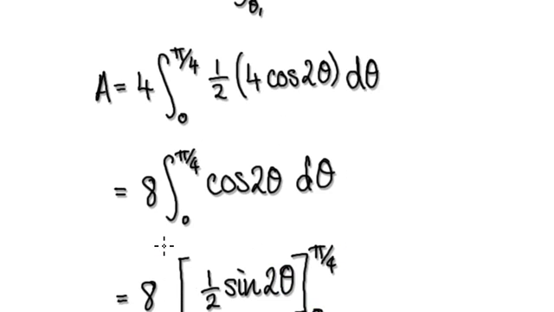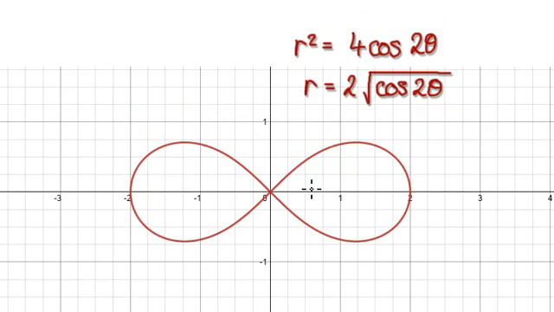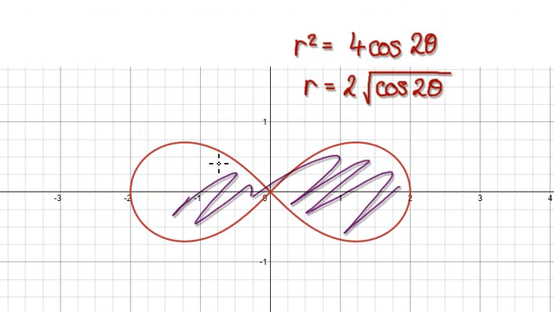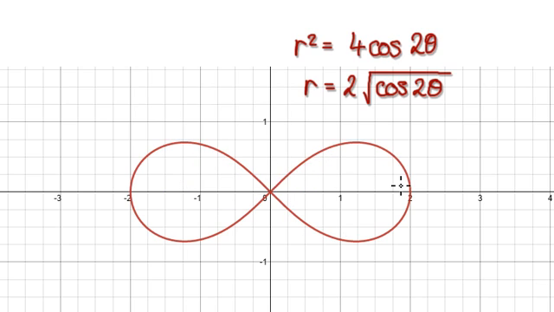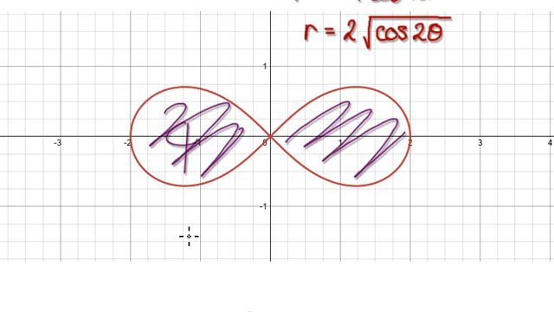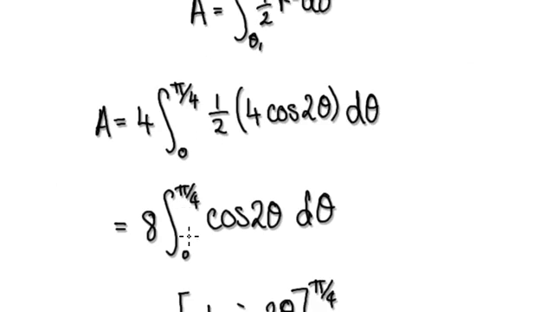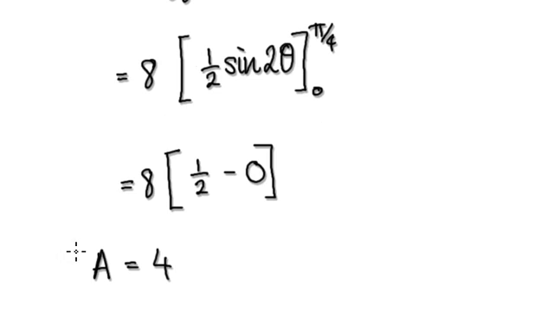So the whole area here, don't forget, is 4. So this bit here is 1. The area here is 1. But the area of the whole thing here is actually 4. Okay. So this is your final answer.